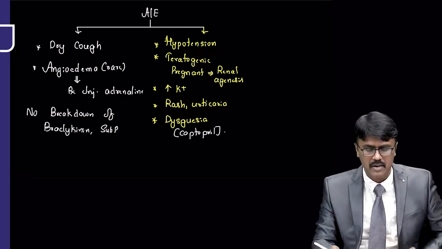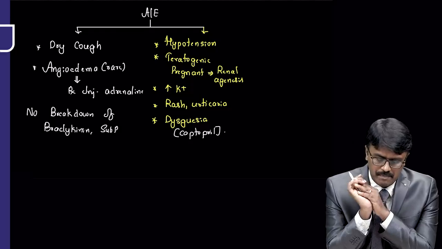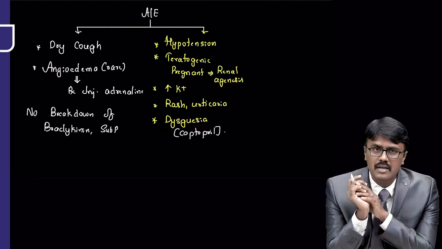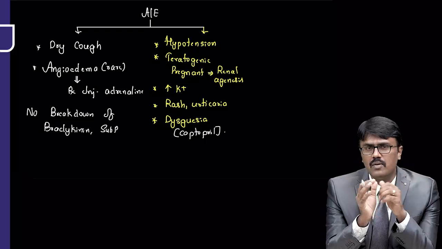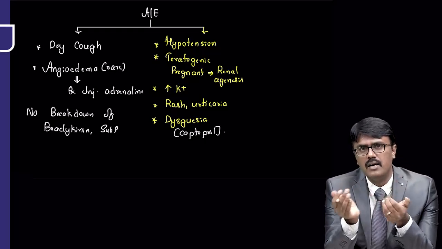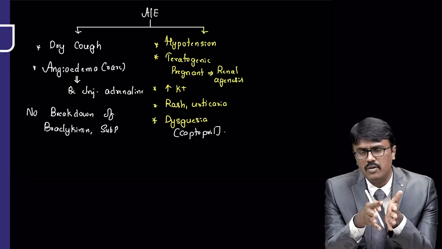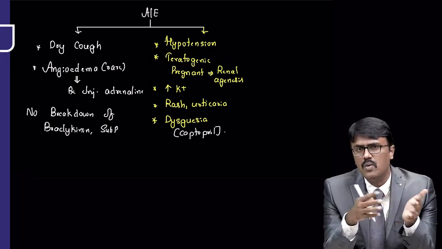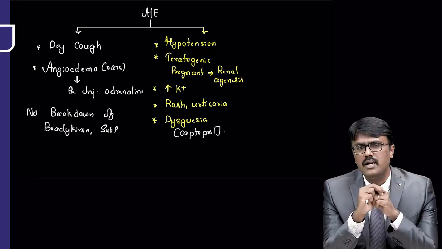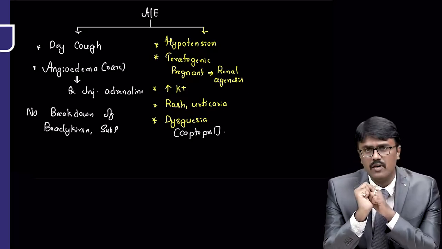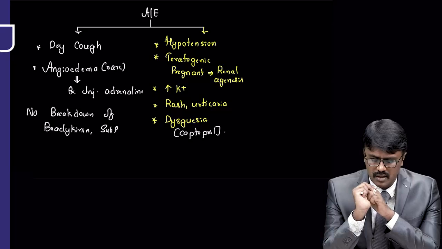So basically remember dry cough, angioedema, hypotension. Teratogenicity is the most important question they will ask you in the exam. A pregnant lady has come to you for counseling on antihypertensive therapy. What drug will you avoid? Obviously, you will avoid the ACE inhibitor. They can also cause hyperkalemia, rash, urticaria, and dysgeusia.